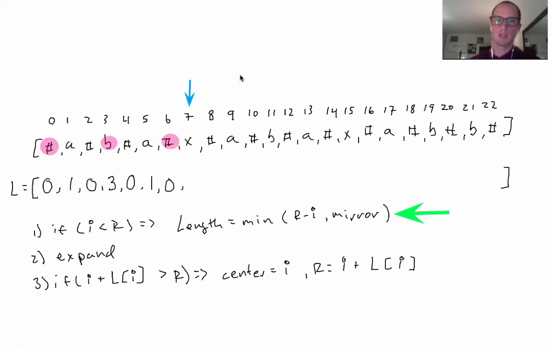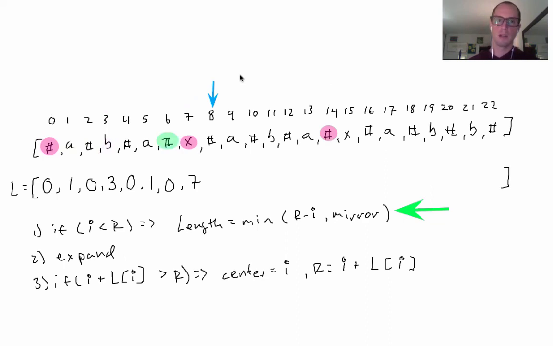And index 7 is not within the right boundary, so we will expand around index 7. We'll expand once, twice, 3, 4, 5, 6, 7 times. So at index 7, there's a palindrome of length 7. The current palindrome expands beyond the right boundary, so we can update the right boundary and the center to be around index 7. We'll now increment the pointer to index 8.